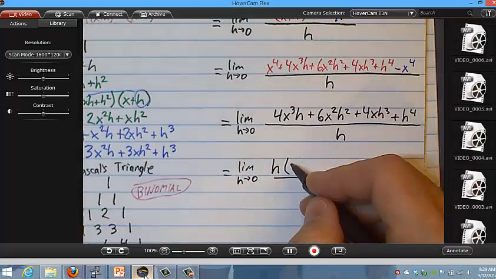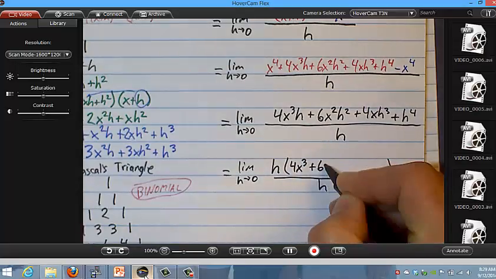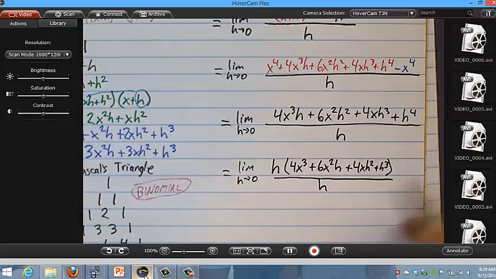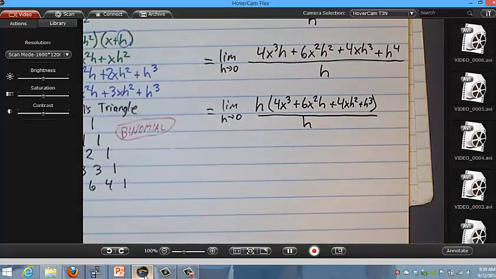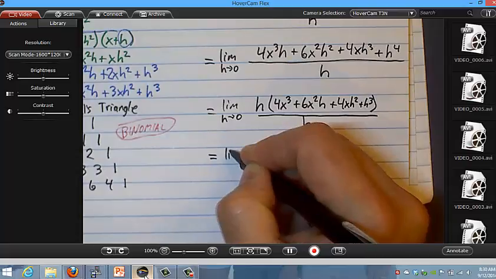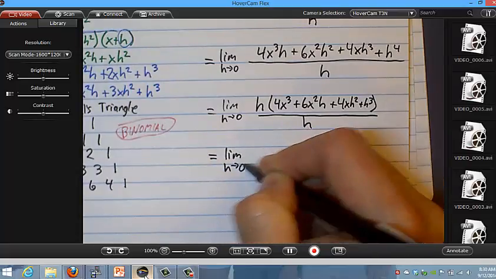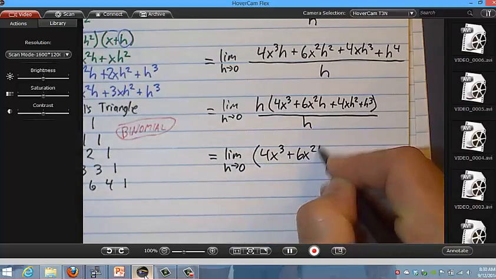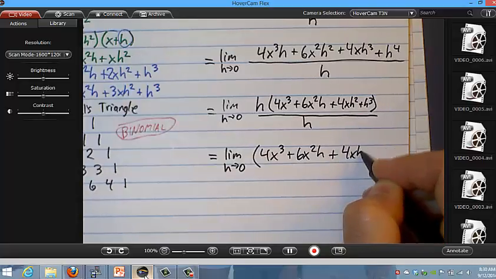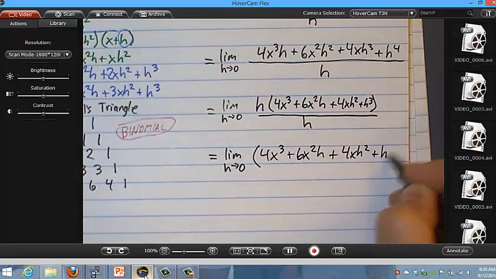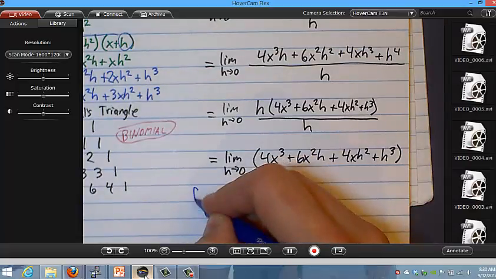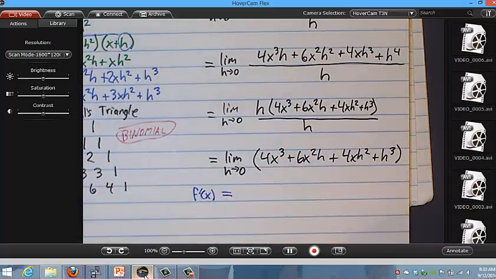So what am I left with? Let's see. 4x cubed plus 6x squared h plus 4xh squared plus h cubed. And so now those h's cancel. And so what I need to do is take the limit as h approaches 0 of just the stuff in parentheses. 4x cubed plus 6x squared h. And when you have the stuff in parentheses, it's continuous now. You are allowed to plug in h equals 0. And so, after all that work, I have just computed that f prime of x equals what?